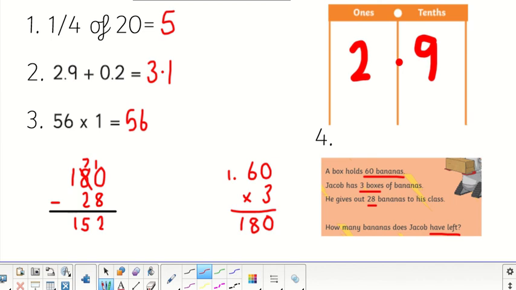Okay, there we go. Those are the answers. So a quarter of 20 is 5, 2.9 add 0.2 is 3.1, 56 times 1 is 56, and then for question 4, a box holds 60 bananas, 60 times 3 was 180, he gives out 28 bananas, how many does he have left? I needed to do 180 take away 28.